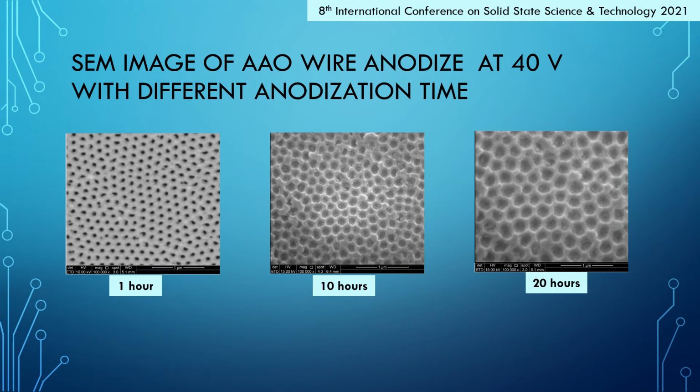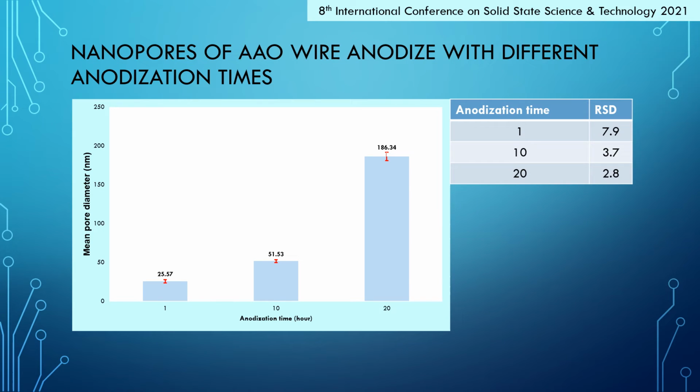These are SEM images of AAO wire anodized at 40 volt with different anodization times. The first was 1 hour, the second was 10 hours, and lastly 20 hours. Longer anodization time resulted in larger pore development and a change in the nanopore structure. The honeycomb structure can also be seen forming. Also, it seems that the longer the anodization time, the more the uniformity of the nanopore size and structure increased.